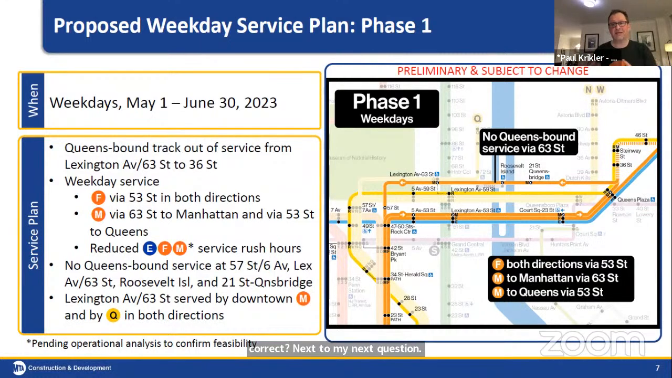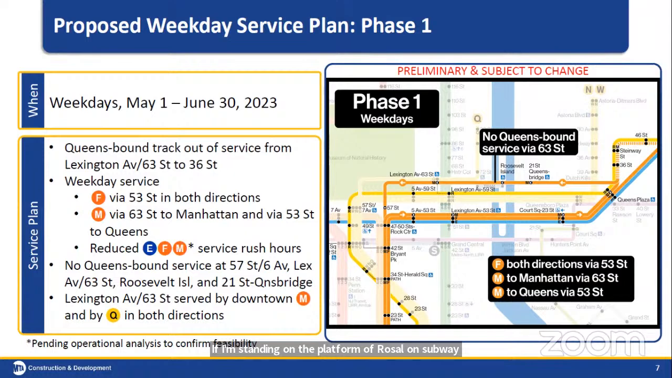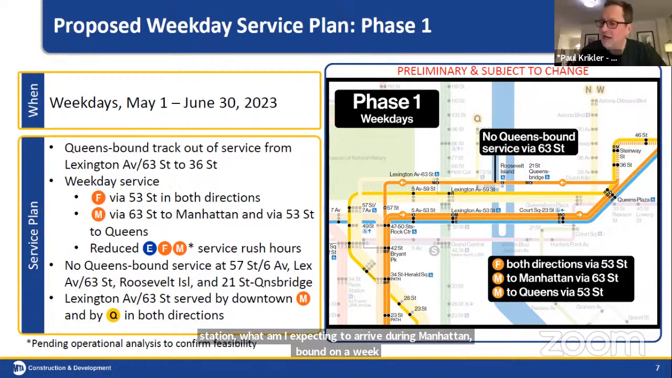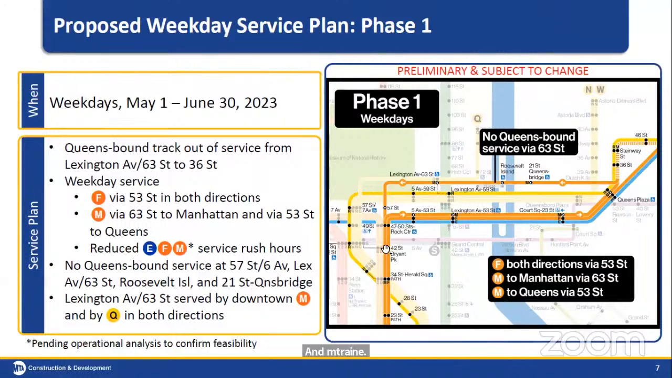If I'm standing on the platform of Roosevelt Island subway station, what am I expecting to arrive going Manhattan bound on a weekday? An M train. And that M train will go and then end up where? I'm just trying to look at the subway map. Well, it goes down 6th Avenue. It runs in Manhattan, same as the F train.